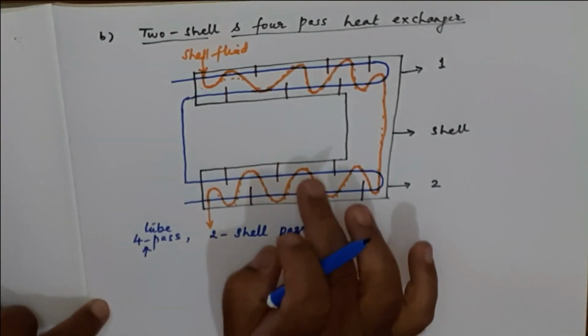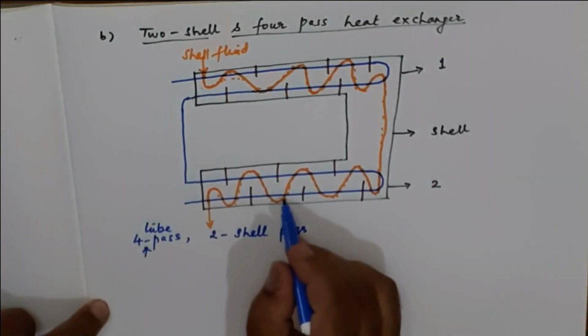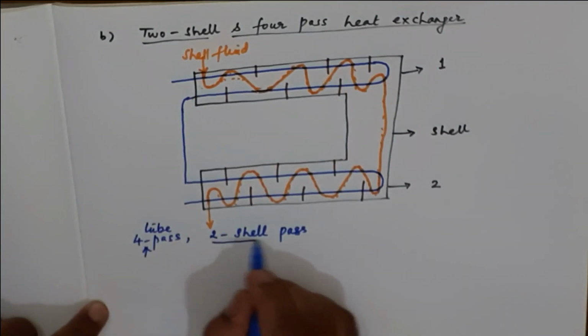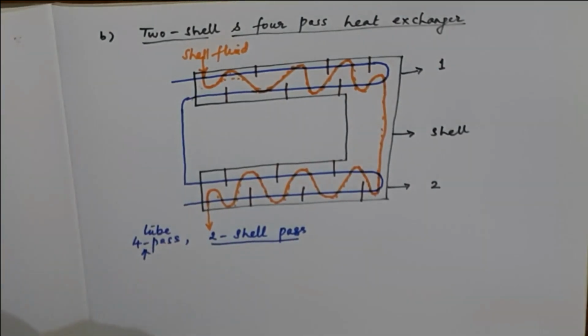So how many shells are there? 1, 2. How many tubes are there? 1, 2, 3, 4. So how much is it? 2 shell pass, 4 tube pass. The previous one was 1 shell pass and 2 tube pass. Okay. I hope now you understand concentric tubes.